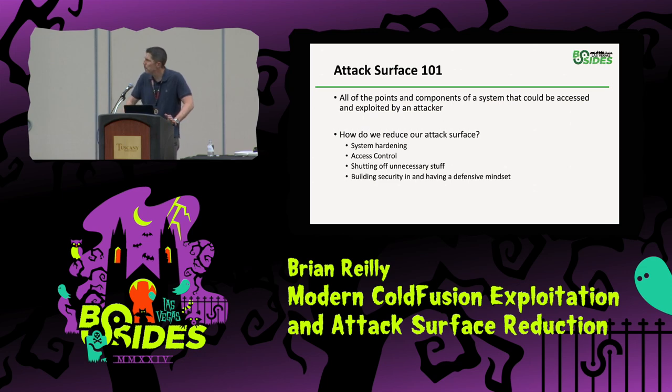Okay, so let's shift gears a little bit and talk about attack surface. When we're talking about attack surface, we mean all the inputs, all the areas that an attacker may use to either access or exploit a system. And when we're looking to reduce our attack surface, we can harden the system. We can make sure we have good access control. We can turn off unnecessary stuff and really just build security in, think about what we can do to break attacks, break known exploits, break exploit patterns, and things like that.